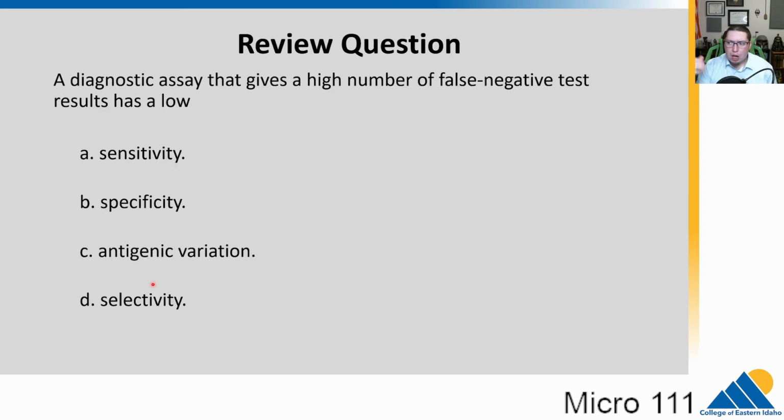All right, we're going to finish up with one review question just to get your brain working. We have a diagnostic assay that gives a high number of false negative tests. This has low which of these? A, sensitivity, B, specificity, C, antigenic variation, or D, selectivity. Go and pause the video. Think about that one.